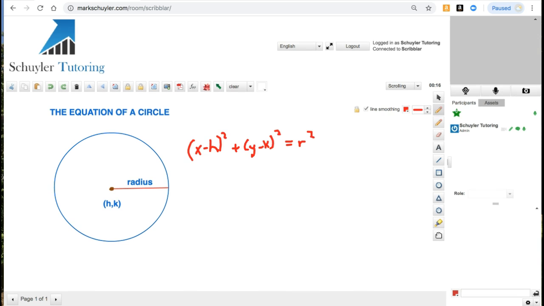And some of the simpler problems just provide numbers to you for the h, for the k, and for the r. Let me give you an example of that. You might see this problem on test day. You might see (x - 4)² + (y + 2)² = 4.